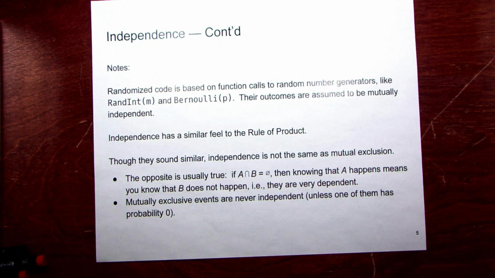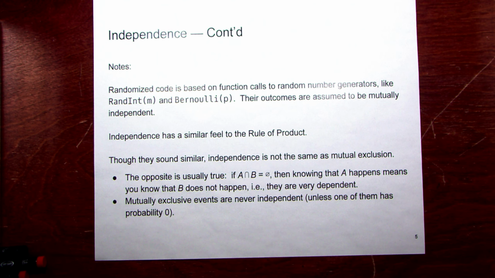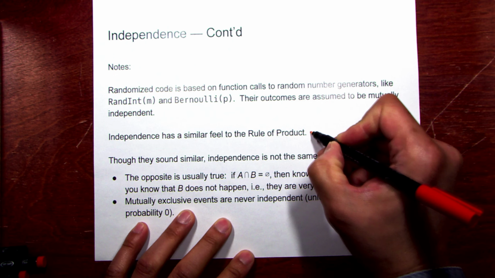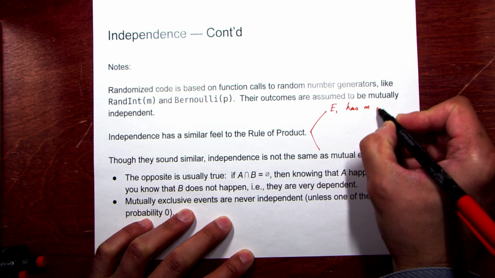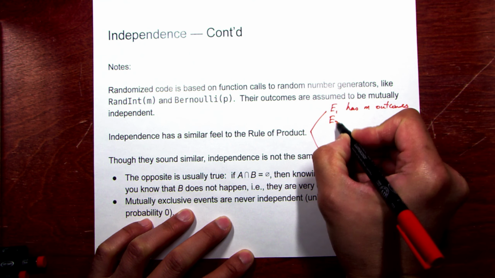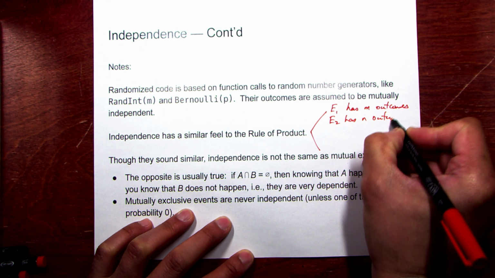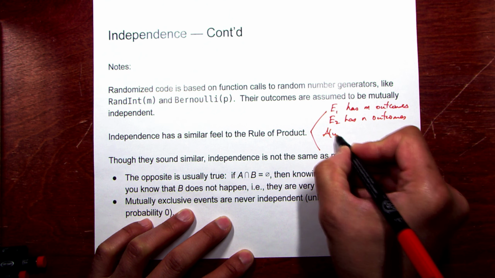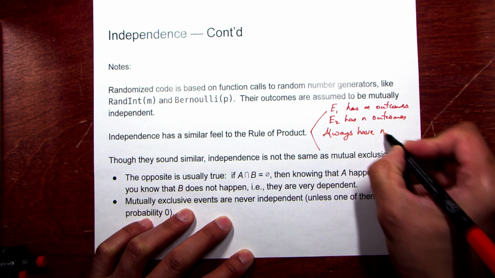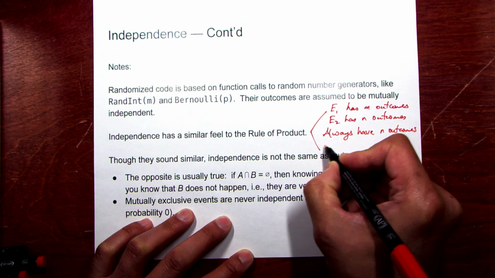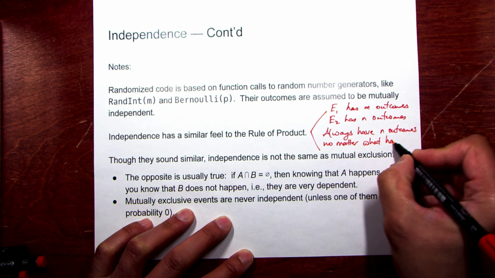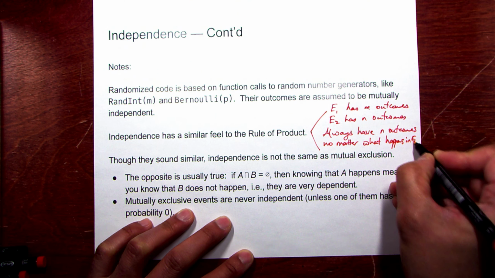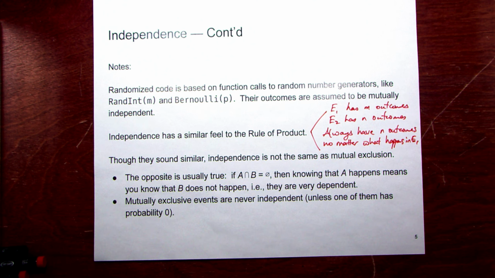Okay, why do I say it's similar to the rule of product? Well, the rule of product has that feel as well, where you're trying to scale up outcomes, right? Remember the rule of product, you say, event 1 has M outcomes, and event 2 has N outcomes, and they always have N. They don't have to be the same N, but you always have N outcomes no matter what happens in event 1. So you get to multiply M times N. That's the total number.